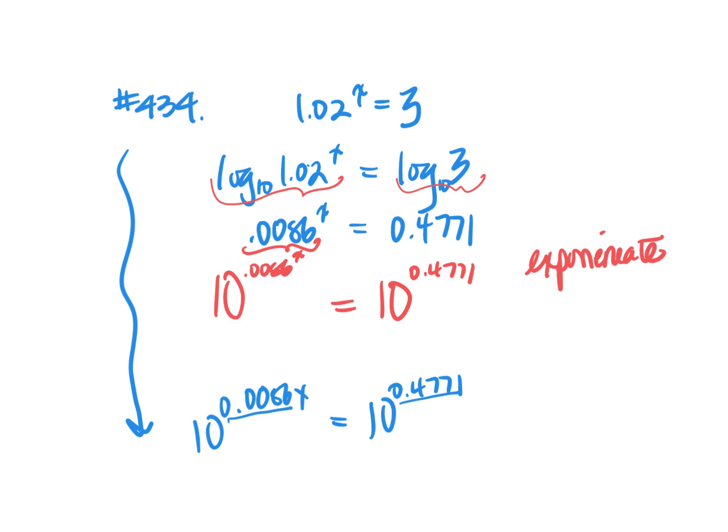So now we're at the same place, but the only thing that is missing is that this is to the x power as opposed to the multiplication. And you can try and figure out why that works. Why can you go from 10 to the 0.0086 raised to the x and make it 0.0086x?